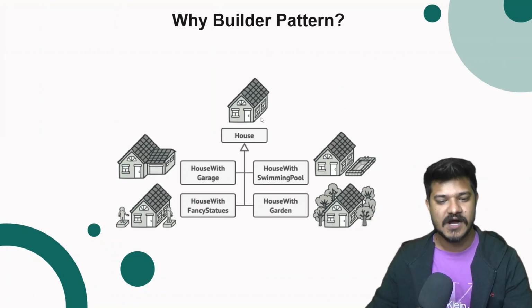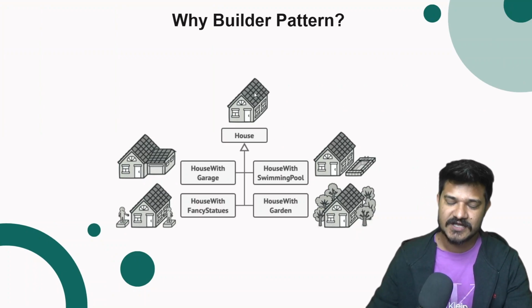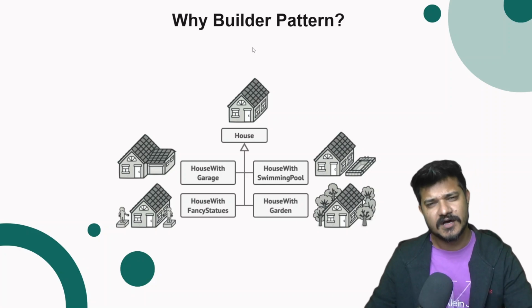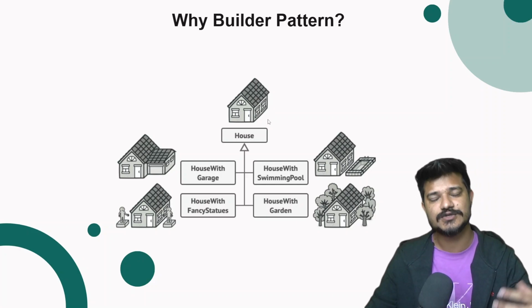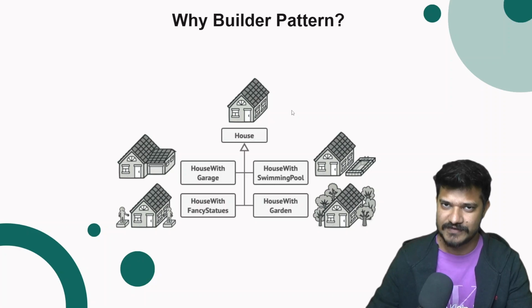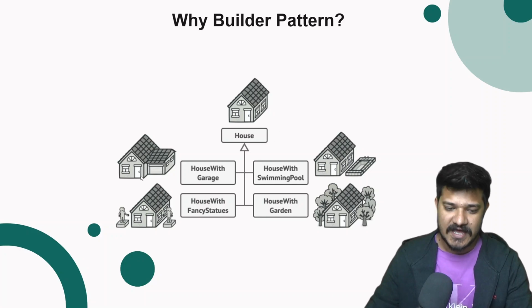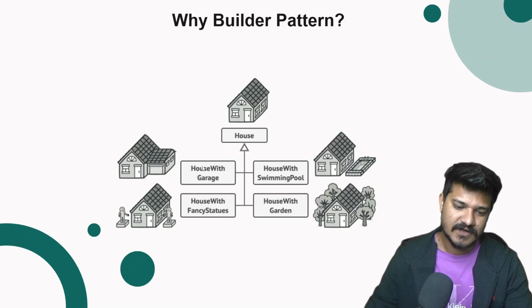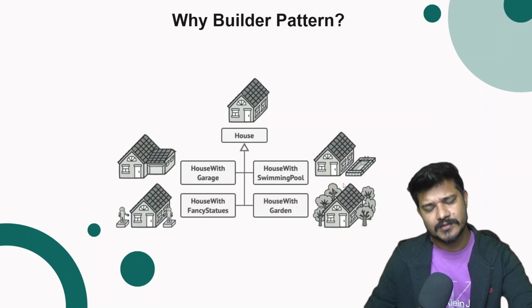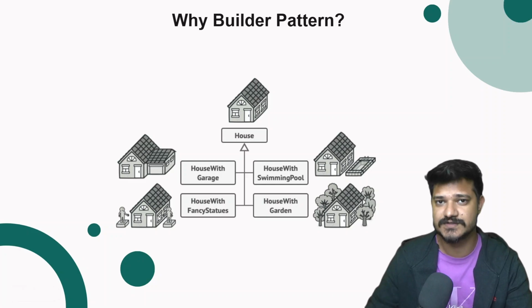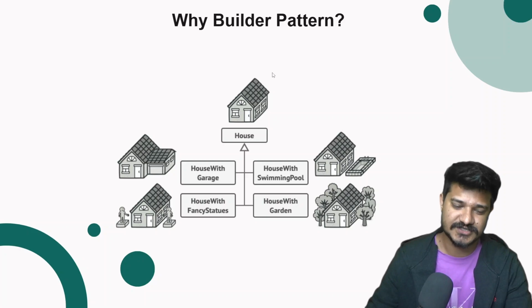So let's say you have a house class in which you have multiple fields. When you set different fields, it results in a different representation of that class, that object. For example, when you set the garage field, you have a house with a garage, and when you set the swimming pool field, you have a house with a swimming pool. Same goes with garden and fancy statues. So a simple class can have multiple representations.